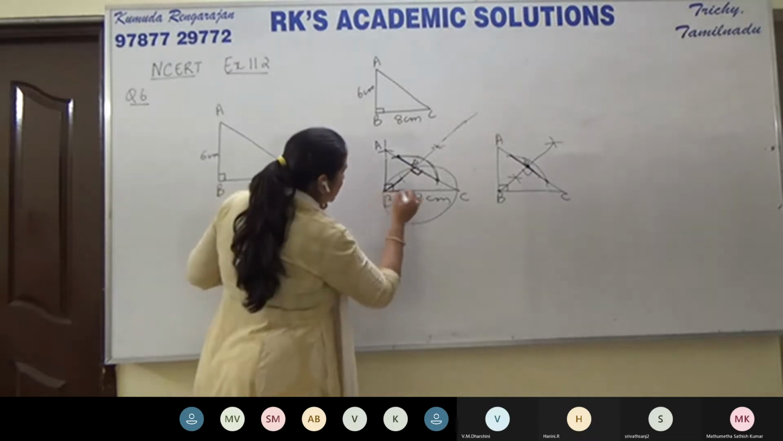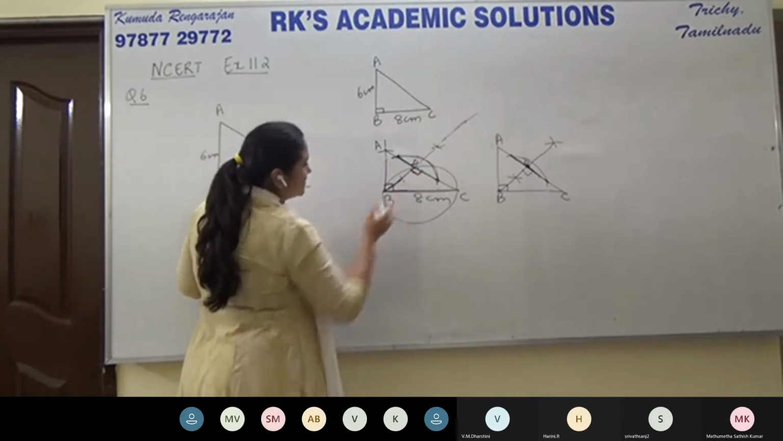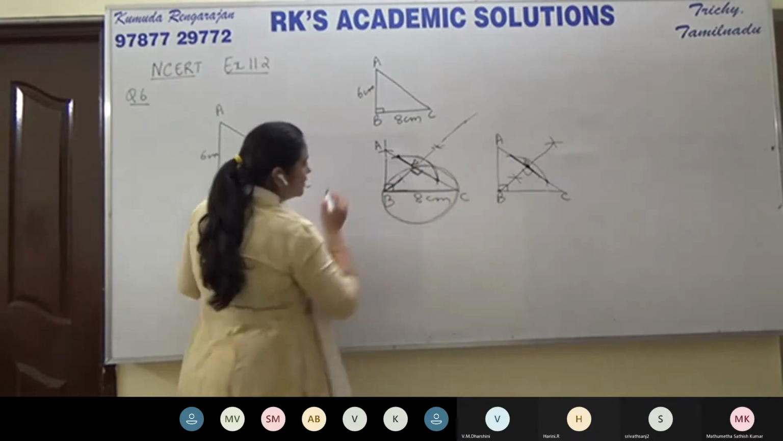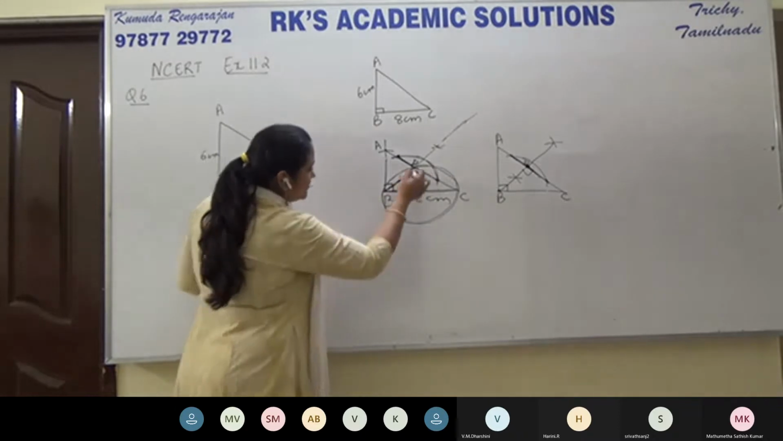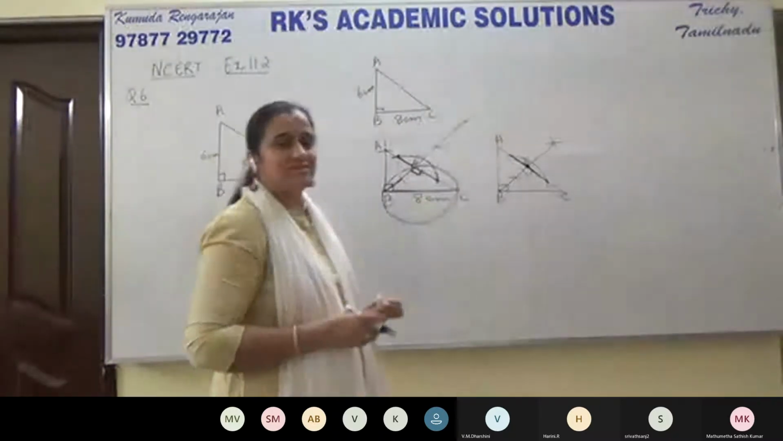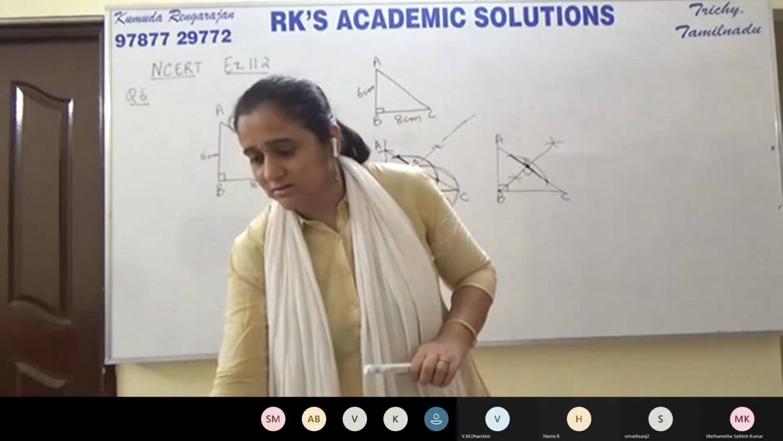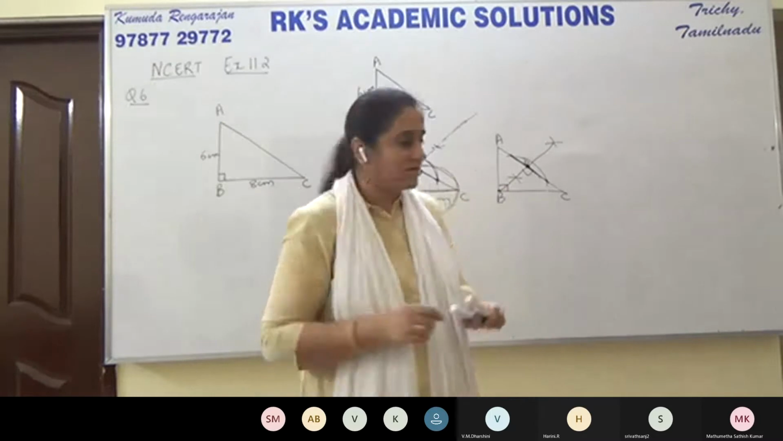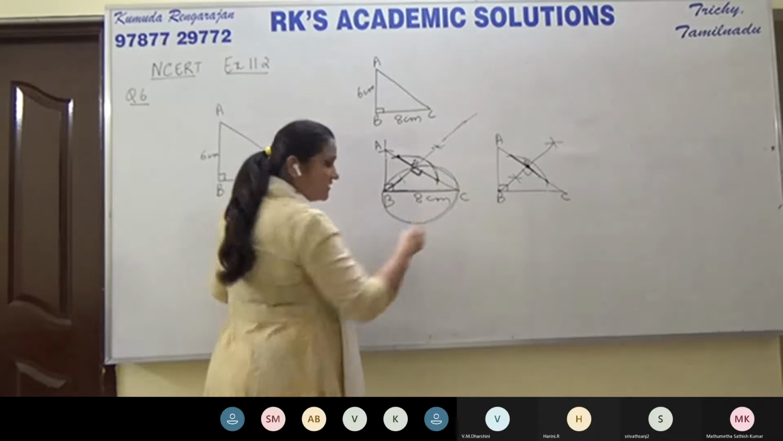Now in this case, BC will be the diameter because this angle is 90 degrees. See here, this is the circle passing through the points B, C, and D. In the circle, you can see this right angle here. This is 90 degrees. That means BC should be the diameter, because we know that the angle in a semicircle is a right angle. So if we draw a circle passing through B, C, and D, then BC is the diameter.